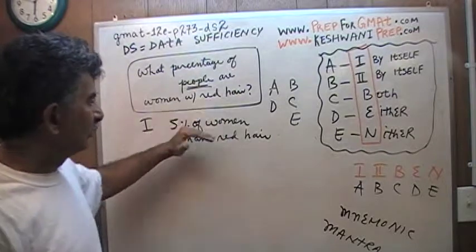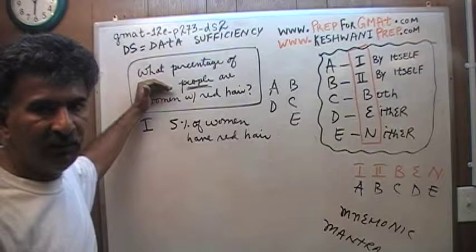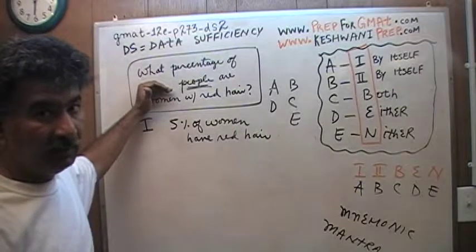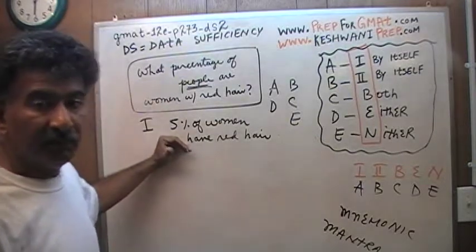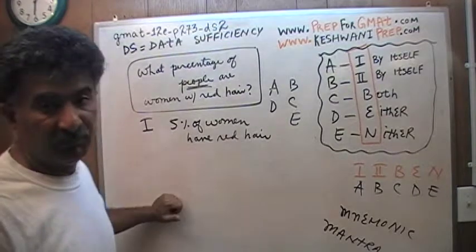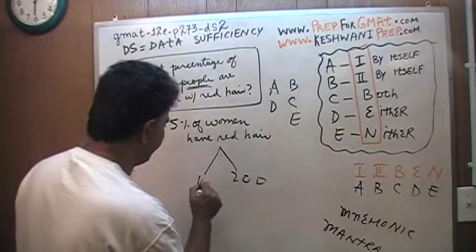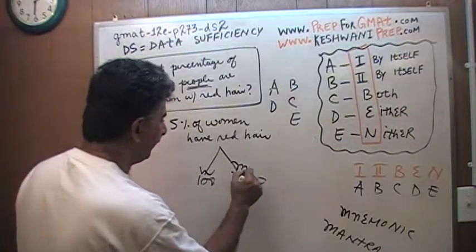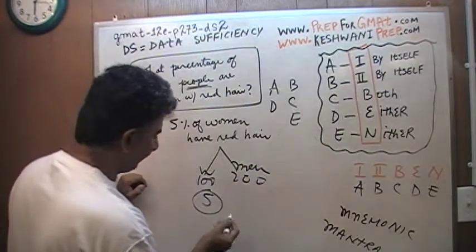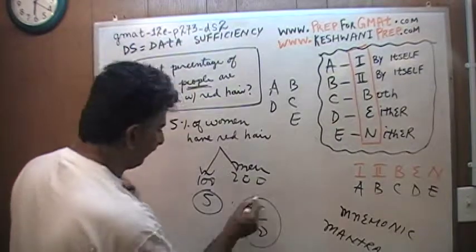I do not know the composition of this group of people, how many female and how many male there are. If you tell me how many male and how many female there are, and then you tell me that 5% of the female have red hair, we can answer this question, what percentage of the people have red hair. For example, if you tell me that there are 100 women and 200 men, and we know 5% of the women have red hair, so we know 5 of them have red hair, that's easy. So what percentage of the group of people have red hair? 5 out of 300, very simple, very straightforward.